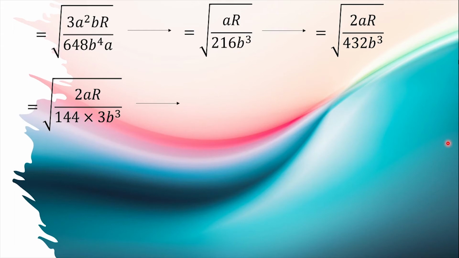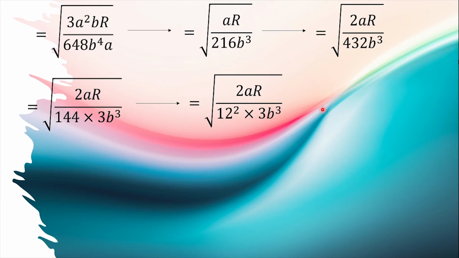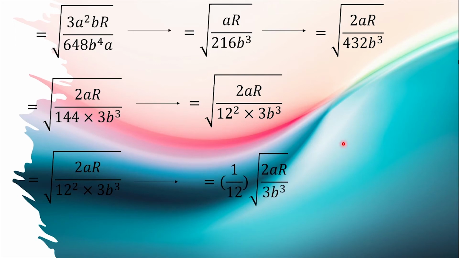Then we would use prime factorization of 144, so give it as 12 squared times 3. Then, by saying this, we could now take these two out of the radical, giving us this notation. So this is the critical constant of pressure.